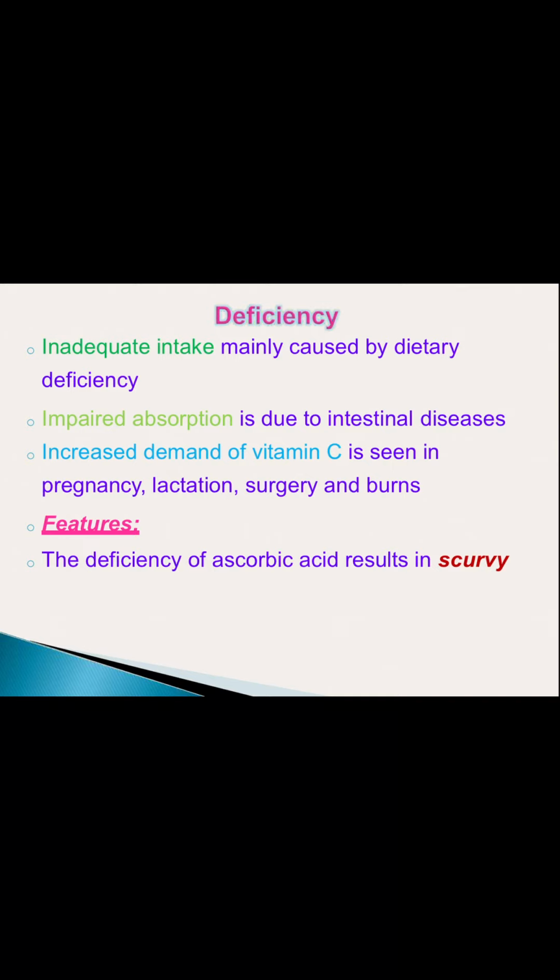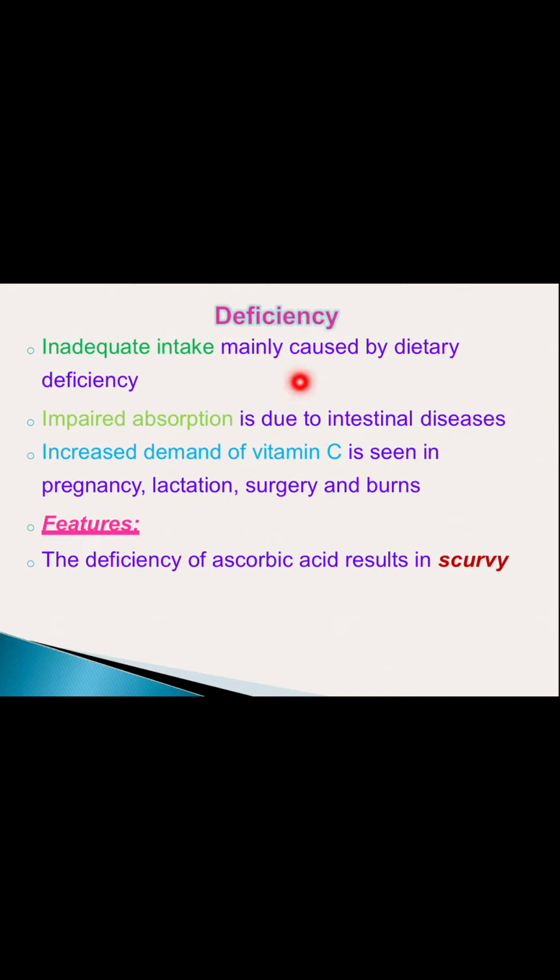So, deficiency. If you just keep in mind the functions, you will be able to write the deficiencies by reversing them. For example, it is necessary for heme synthesis. So, if there is no heme synthesis, there will be no hemoglobin and there will be anemia. Okay? So, you can write the deficiencies by yourself. Let us see what they have given us.